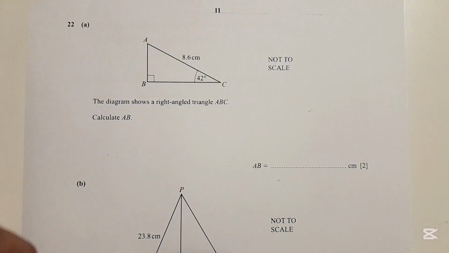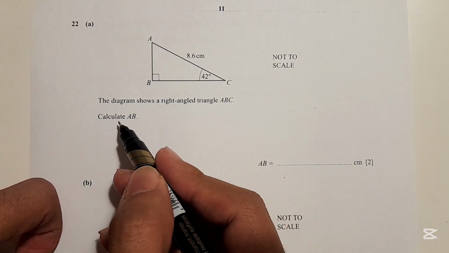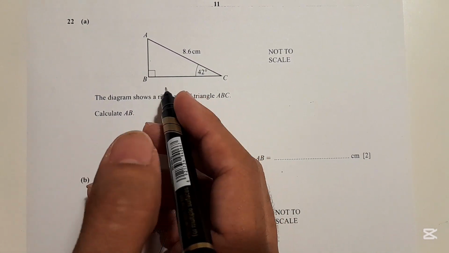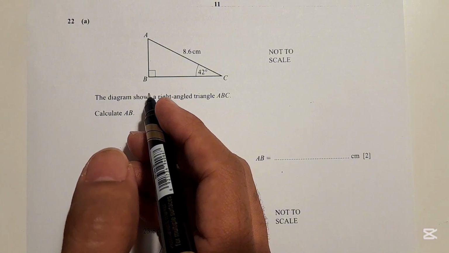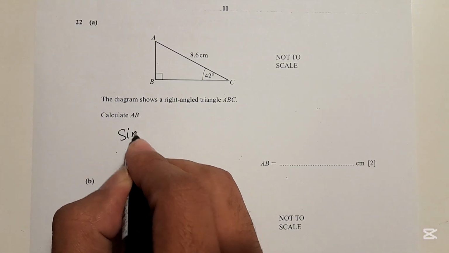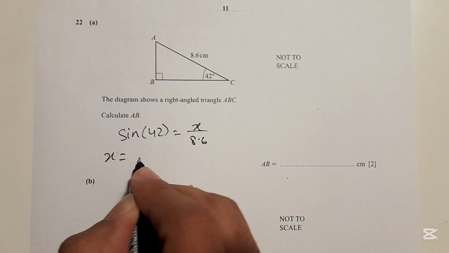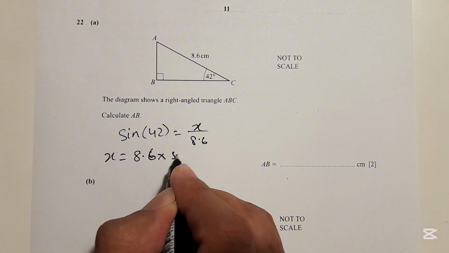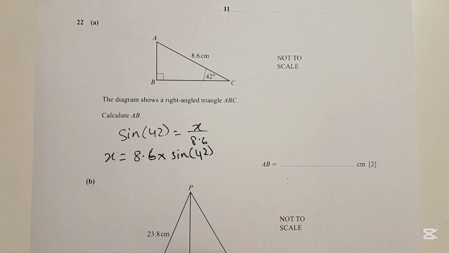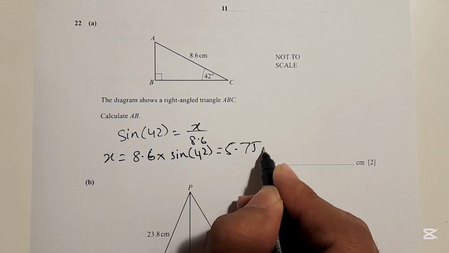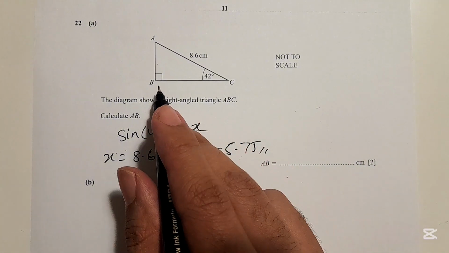Question 22, part A states a diagram shows a right angle triangle. Calculate AB. So we have this hypotenuse, this angle, and we calculate the opposite. So for opposite and hypotenuse, we'll be using the sine rule. So sine 42 is equal to x divided by 8.6. So x is equal to 8.6 times sine 42. So this is 5.75. 5.75 will be the final answer, or the length for AB.